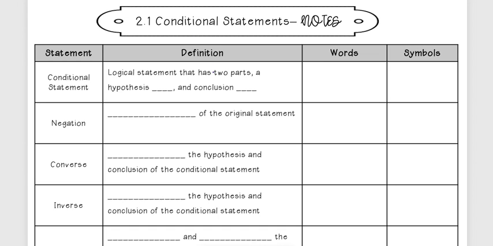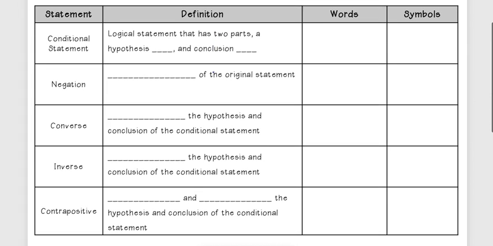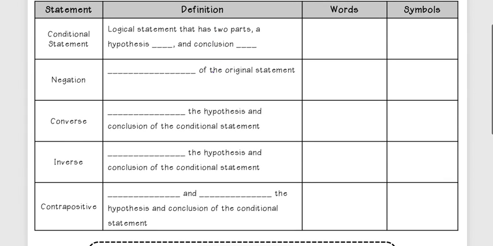So we're going to be talking about conditional statements today. So first, a conditional statement, that is a logical statement that has two parts. First, a hypothesis, which we always label as P, and conclusion, which is labeled as Q. So if I'm doing this in words, this would be if P, then Q. That is a conditional statement that's in this format.